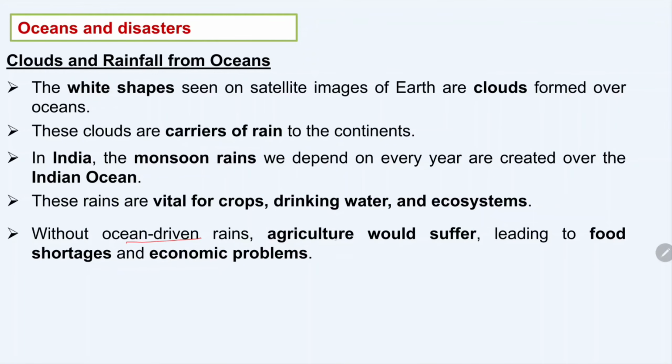Without ocean-driven rains, agriculture would suffer, leading to food shortages and economic problems. If there was no rain, what will happen? Agriculture would suffer, there will be droughts. We will have a food shortage and there will be economic problems. Not only that, we will also face a water crisis, and we will not have enough water for our daily chores like taking a bath, washing clothes, drinking, cooking. For everything we need water. So we will be in great danger.